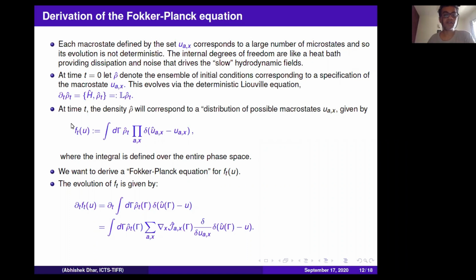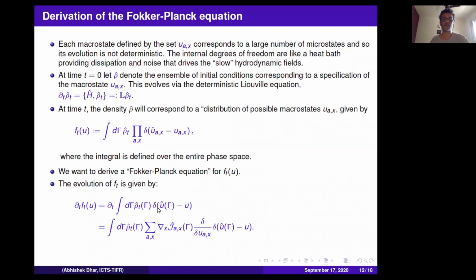Now we want a Fokker-Planck equation for this object, for the distribution of the U. If we take a time derivative of this object, you get del T of rho, and del T of rho is given by L of rho, where L is the Liouville operator. Then L of rho, you can take it to this side.